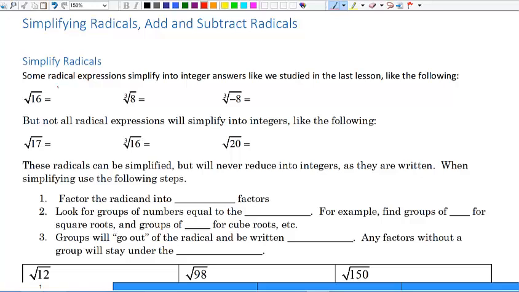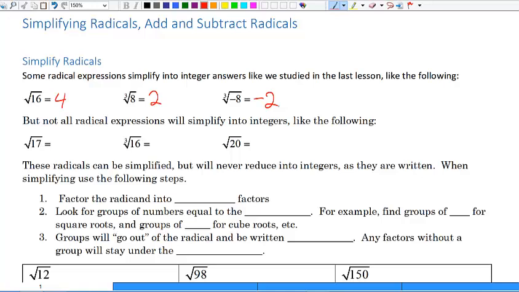Today's lesson is on simplifying radicals and adding and subtracting radicals. When we're simplifying radicals, some radicals can be simplified into integer answers like we studied in the last lesson. Like the square root of 16 is 4, because 4 times 4 is 16. The cube root of 8 is 2, because 2 times 2 times 2 is 8. And the cube root of negative 8, because 3 is odd, we're allowed to take the cube root of a negative, which gives me negative 2, because negative 2 times negative 2 times negative 2 is negative 8.